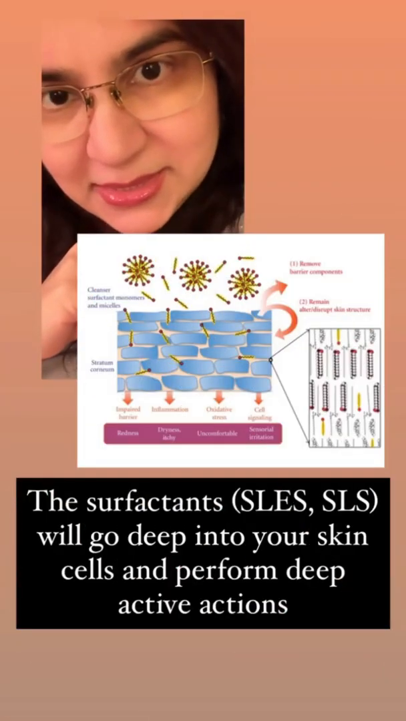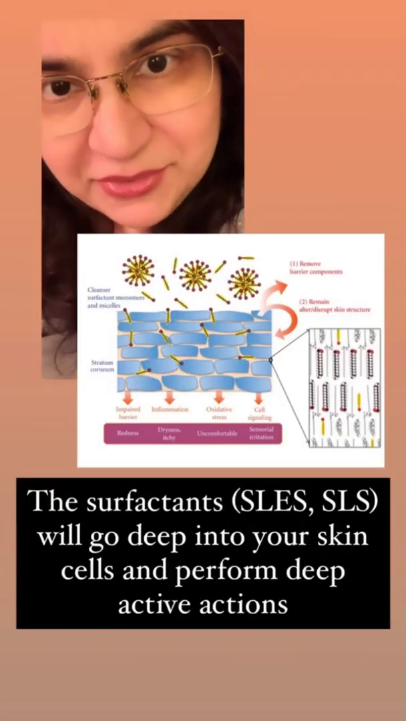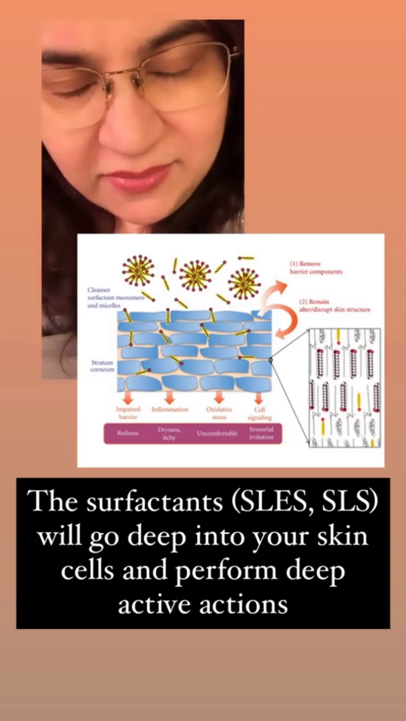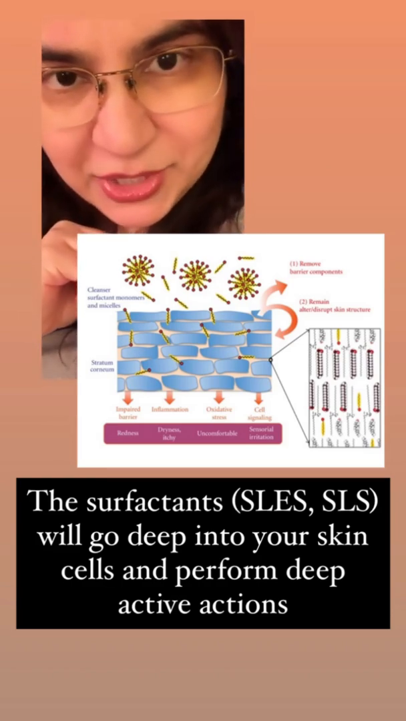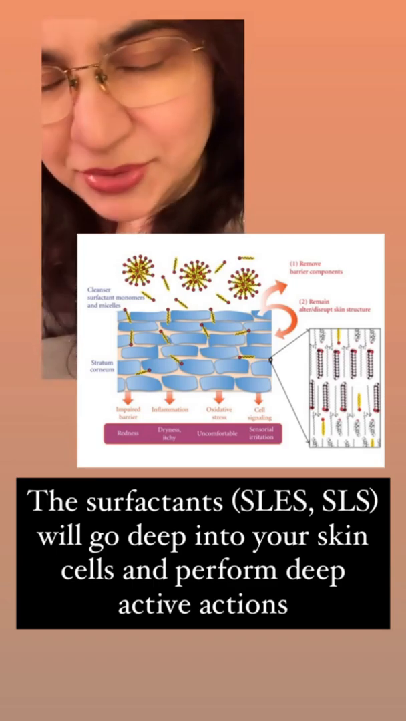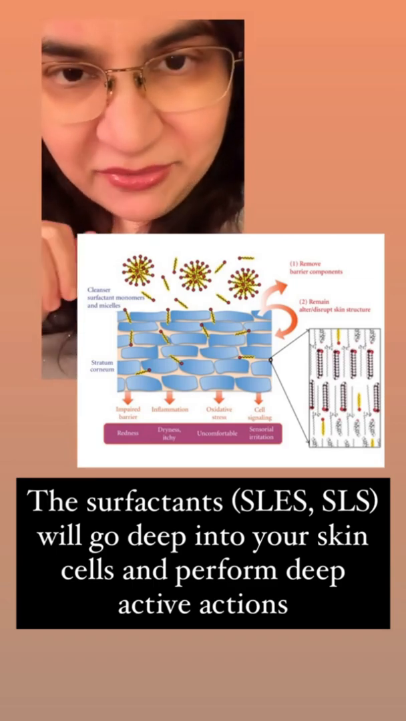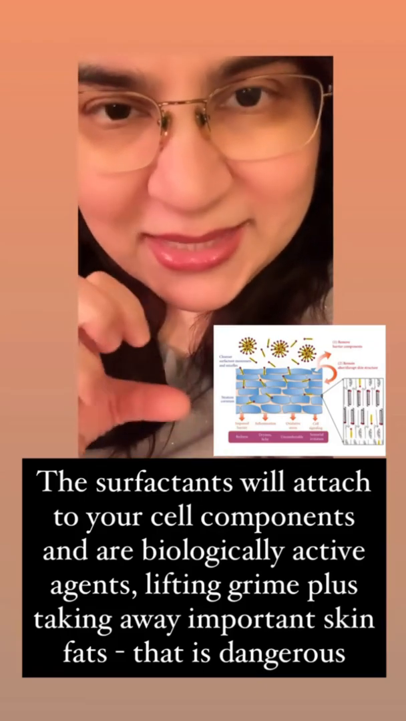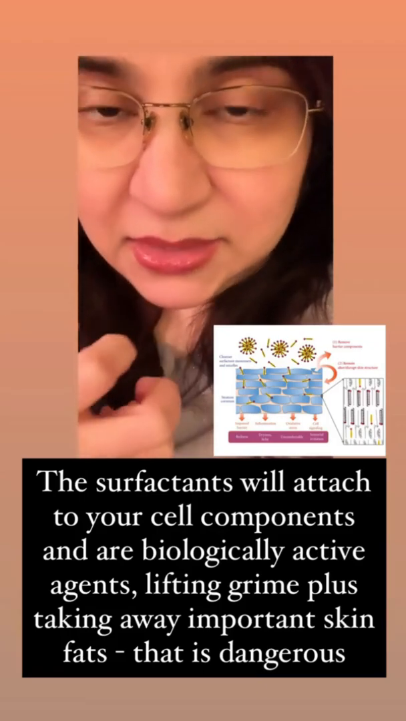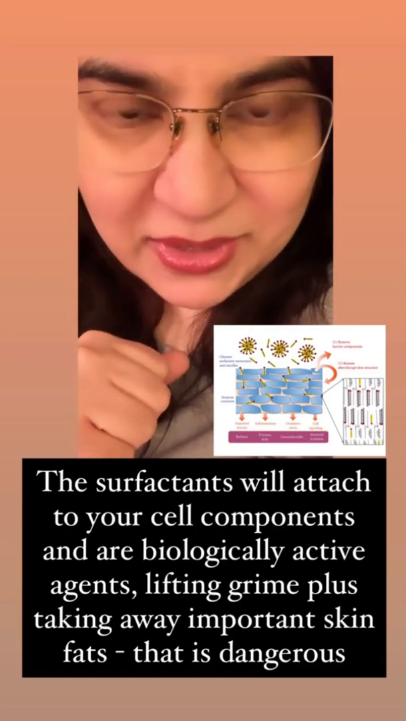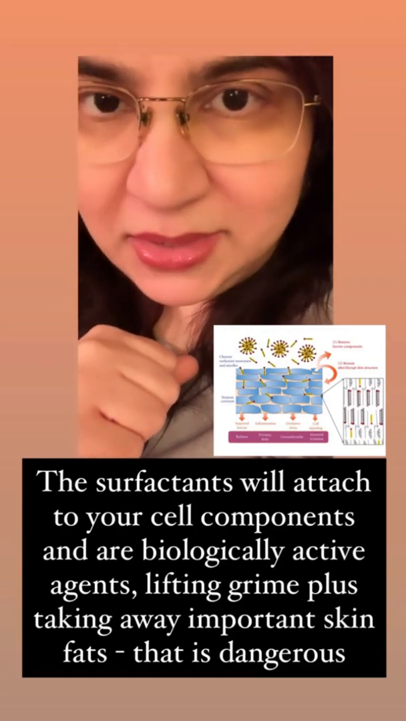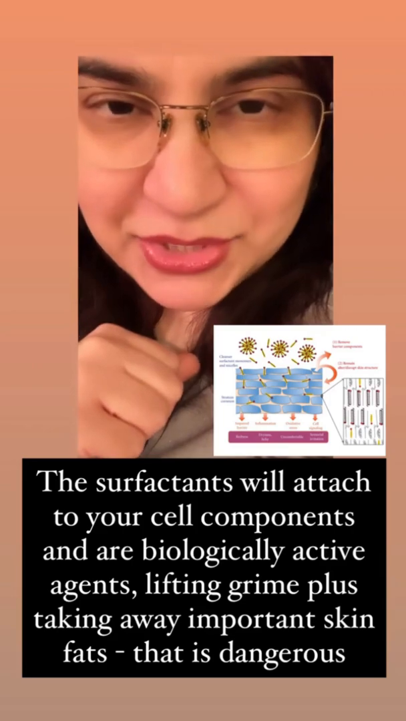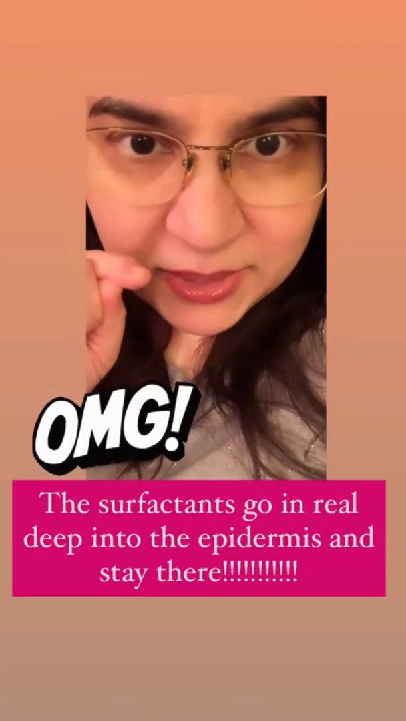What this means is that the surfactant in the shampoo is going to act with your skin. The water-loving head is going to attach to the water-loving parts of your cells. The fat-loving tail is going to go right in between the cells, because there are so many fat components in your cell structure. So they're going to attach to the fat-loving areas, and the water-loving parts are going to attach to the water-loving areas. And actually, if you look at this diagram, the cleansers and surfactants are going deep into the epidermis.